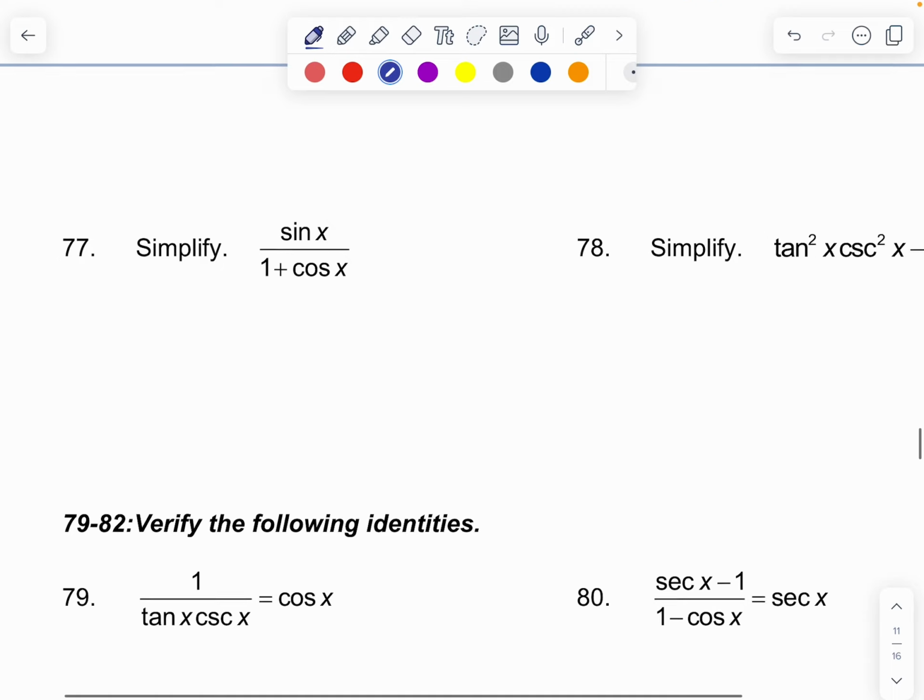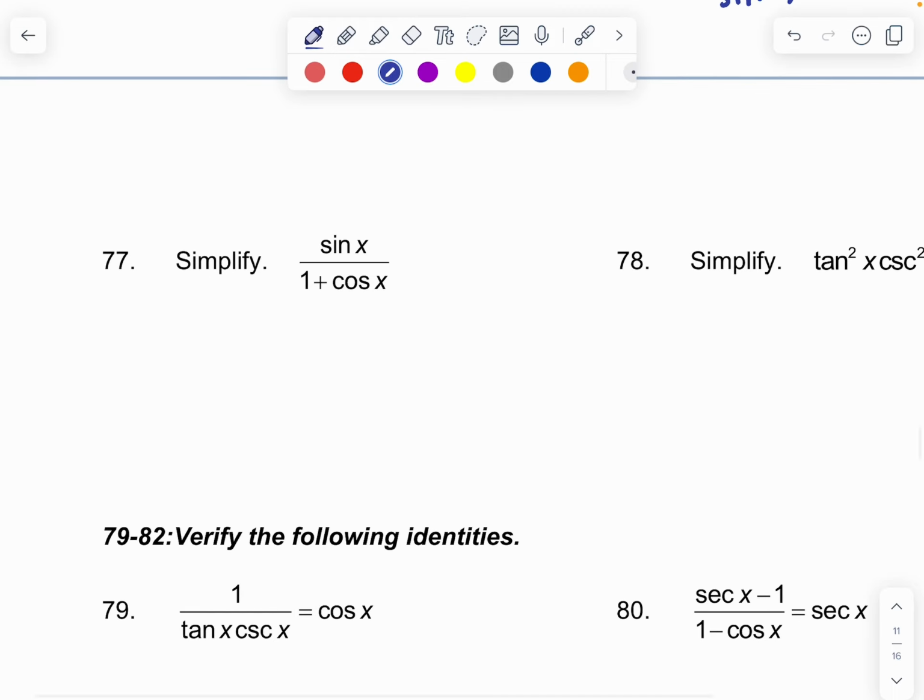Okay, let's try 77. You know what, you guys, 77 is something that you do by multiplying by the conjugate. If you wanted to do it, they're kind of silly. I'll go ahead and do it with you guys, and you might be like, what was the point of this?